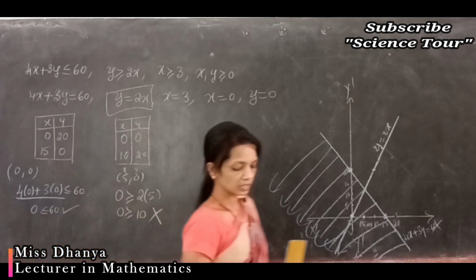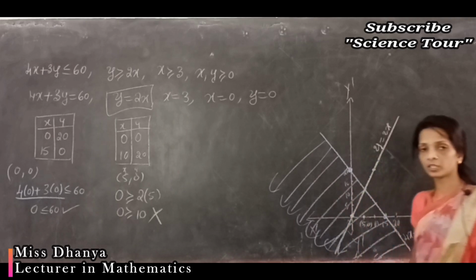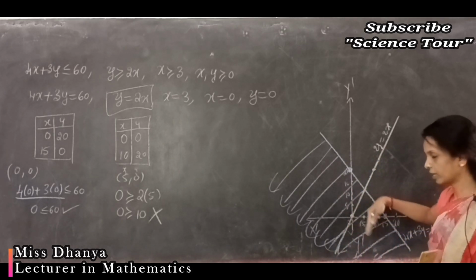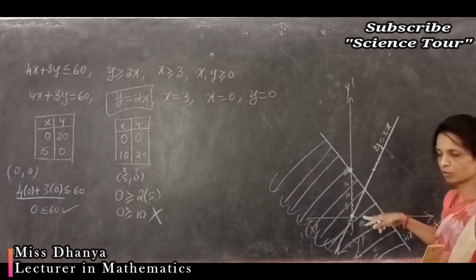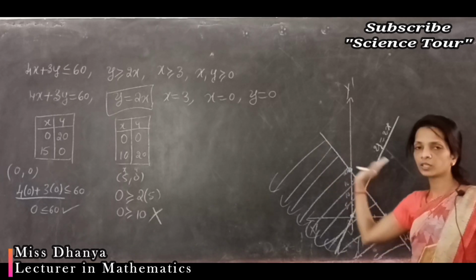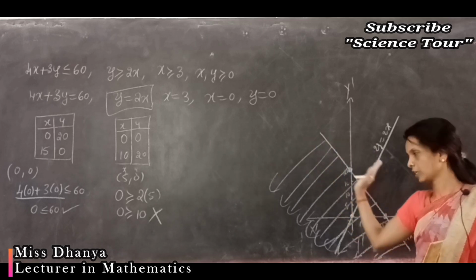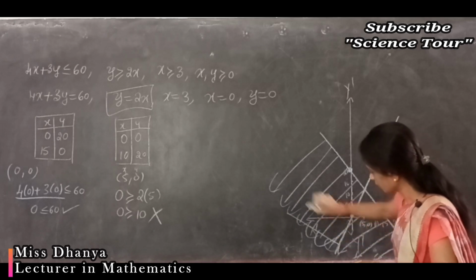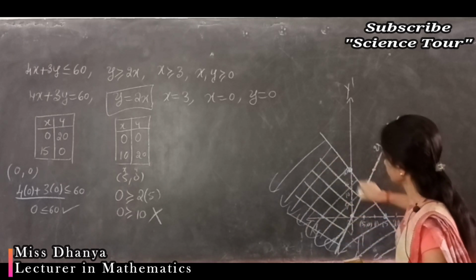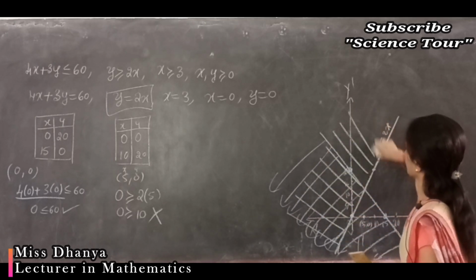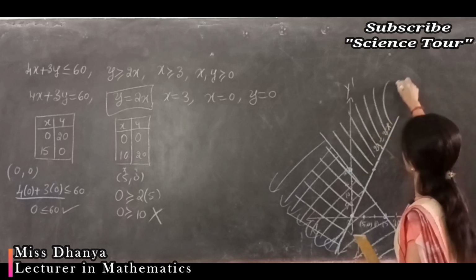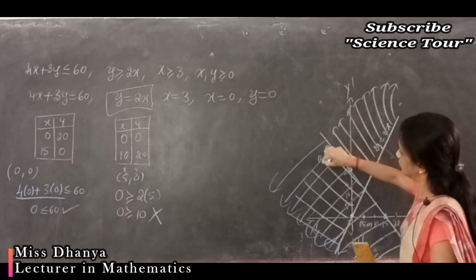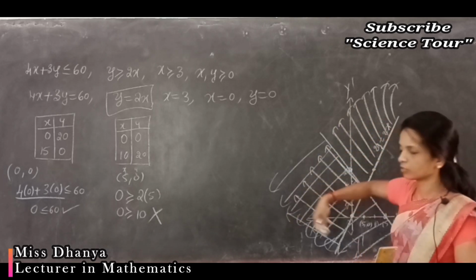Wrong inequality means you have to shade the half plane not containing the checking point. In which half plane do you have the checking point? In the lower half plane, right? Here you have the checking point in this region. So you have to shade the region not containing the checking point. In the upper half plane you do not have the checking point. So shade the upper half plane. The shadings are continuous in this way.